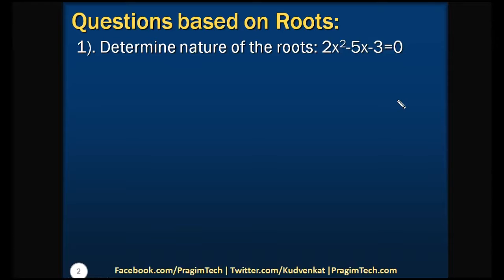The first question is to determine the nature of the roots. As we know, the nature of the roots depends on the value of the discriminant, that is the D value. First let us find out the D value. D is nothing but b square minus 4ac. Here a is equal to 2, which is the coefficient of x square. b is equal to minus 5, that is the coefficient of x. c is the constant. Its value is minus 3.